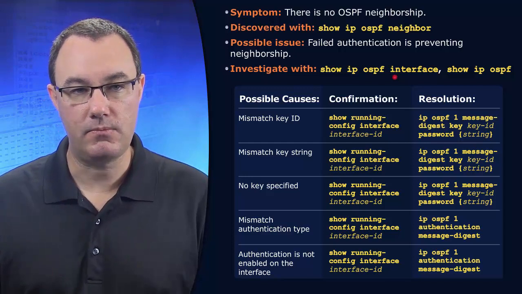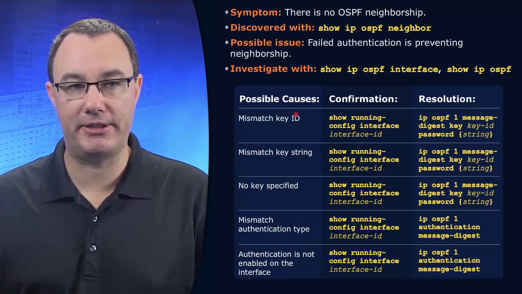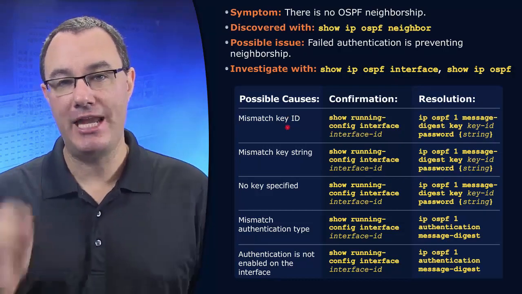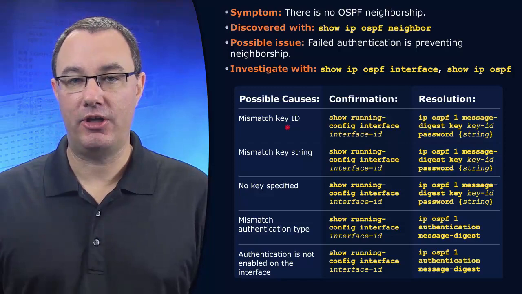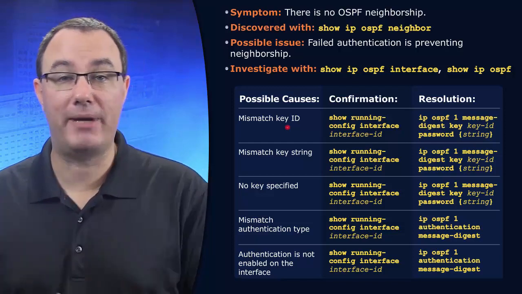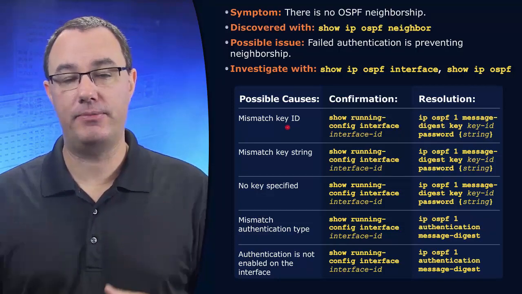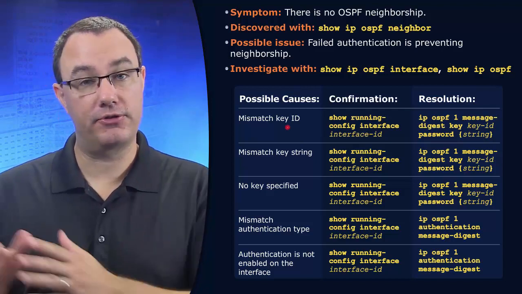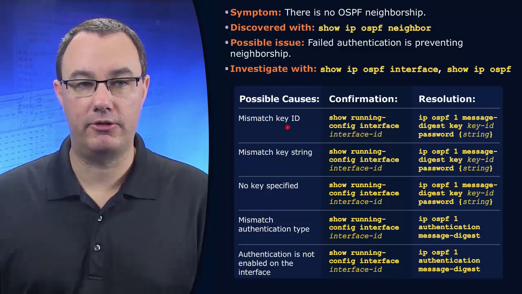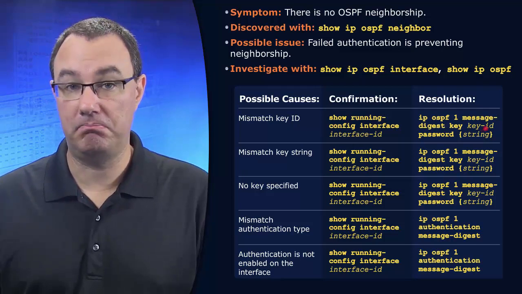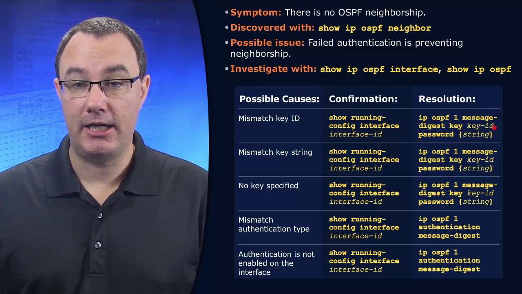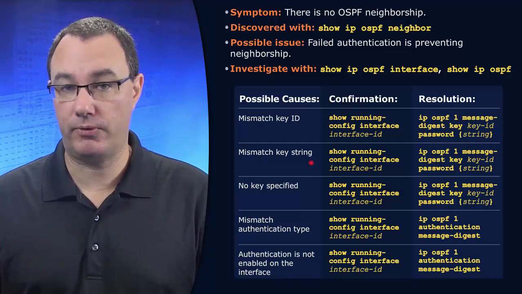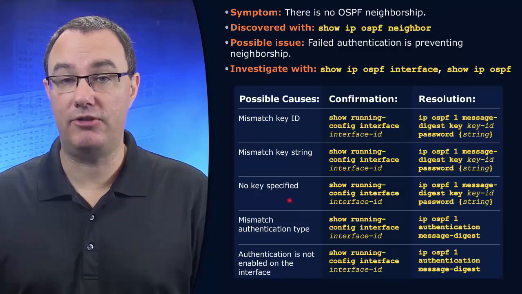Now, what I want you to do is think about the key players. There are two sides. There's the command that sets and turns on authentication, and then there's the command that specifies the password. Those two elements have to be in effect, and if they aren't, then you're not going to have a working config. Now, there are additional parameters that have to match as well, such as the key ID that has to be common between the two routers. The string has to be common.